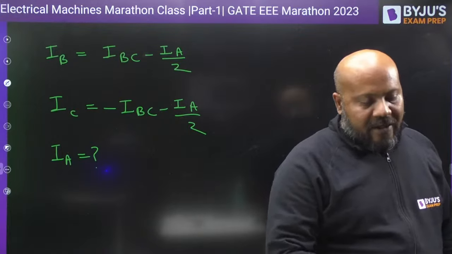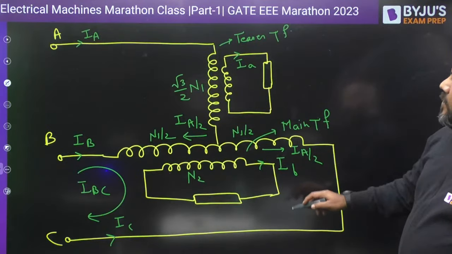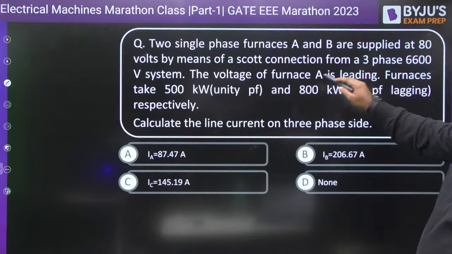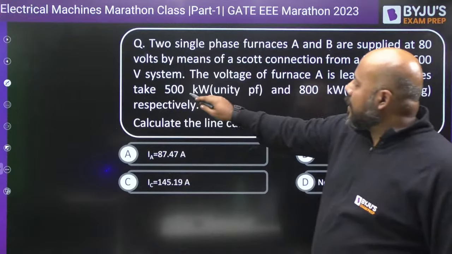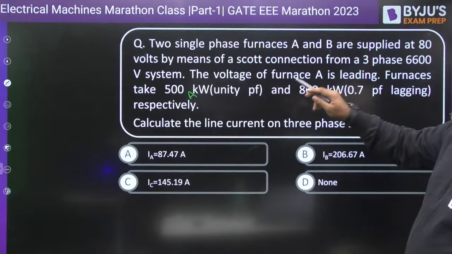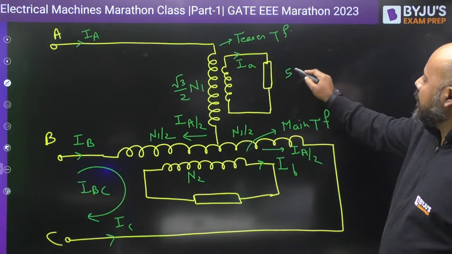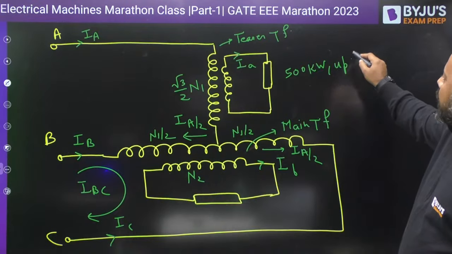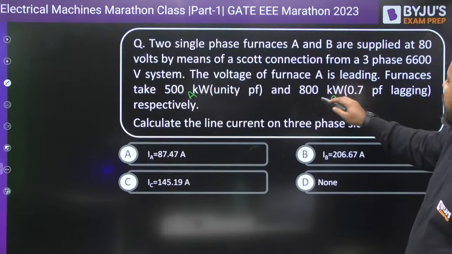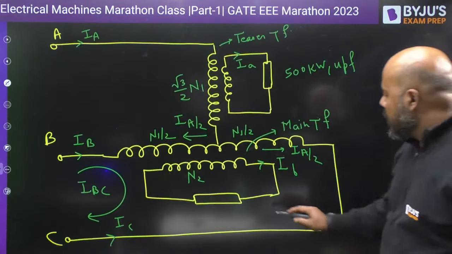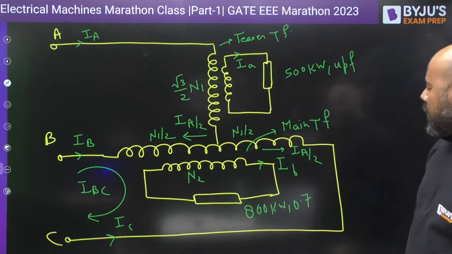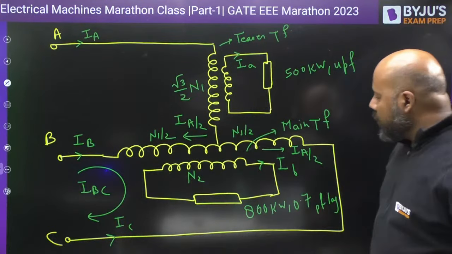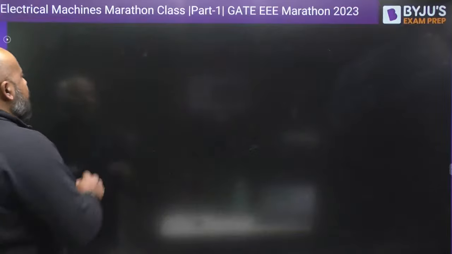Now, the first thing you have to do is, as per the loads connected to the two phases, it is given that furnace A is leading and the furnace takes 500 kilowatt. This is for furnace A, this is for furnace B. Suppose 500 kilowatt at unity power factor, and for the second furnace it is 800 kilowatt, 0.7 power factor lagging. Can you find IA and IB? Yes, you can find IA and IB.